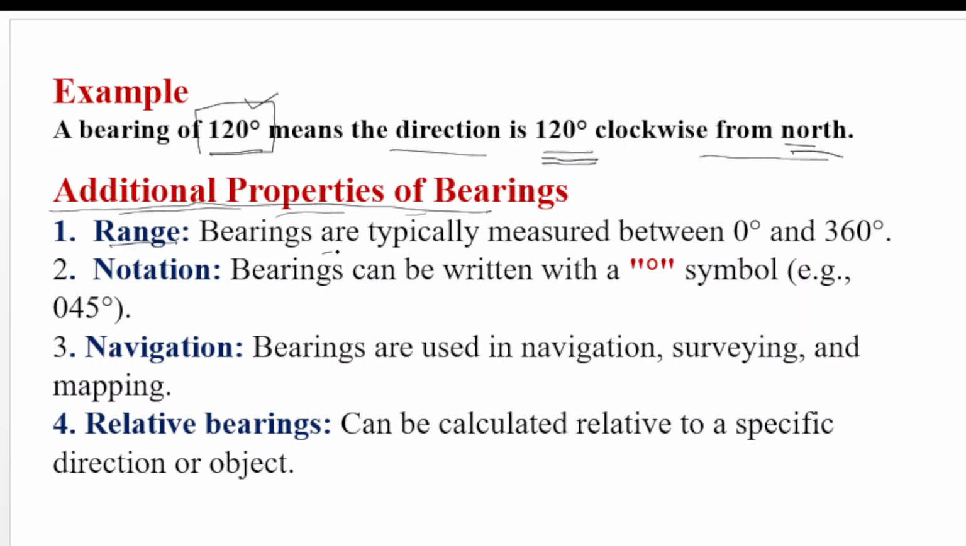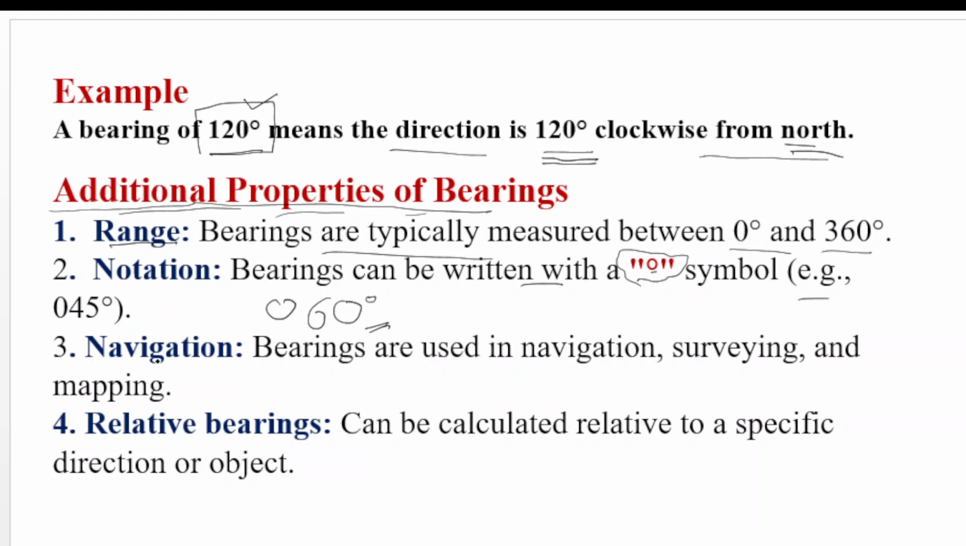Range: bearings are typically measured between 0 degrees and 360 degrees. Bearing can be written with this notation. This is the degree notation, with inverted commas as well. So 0, 45. If there is 60, then we will write 0, 60 like that.